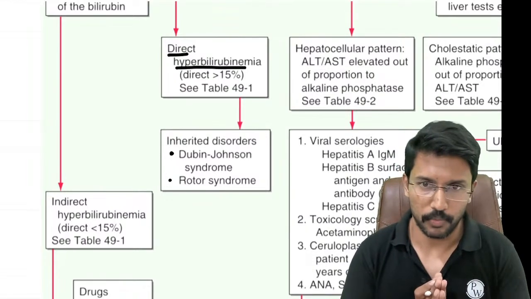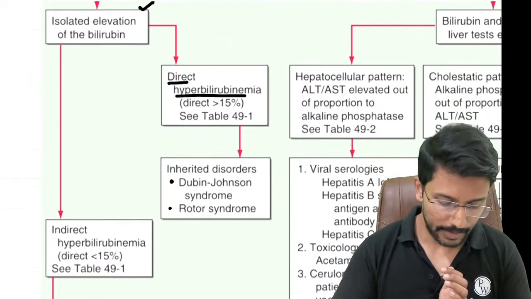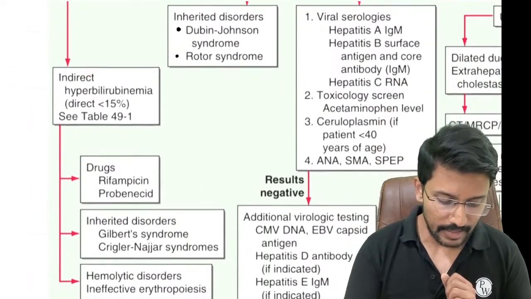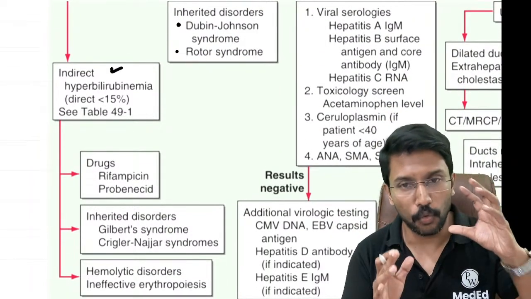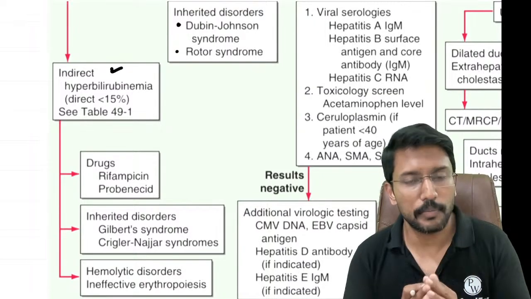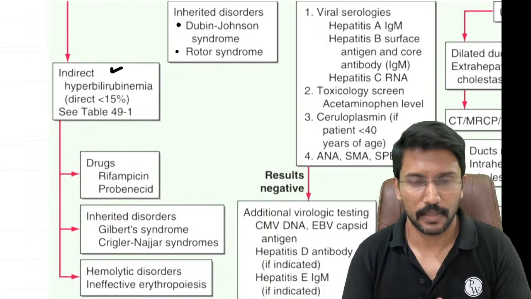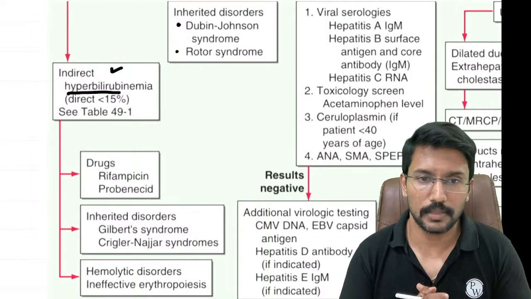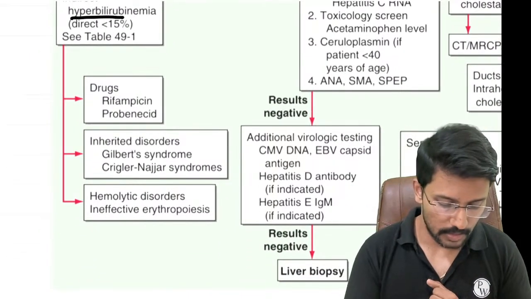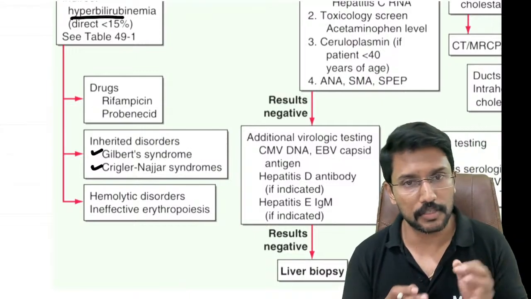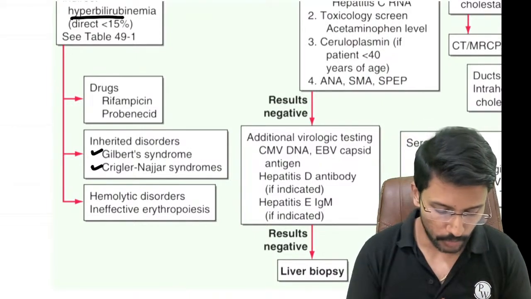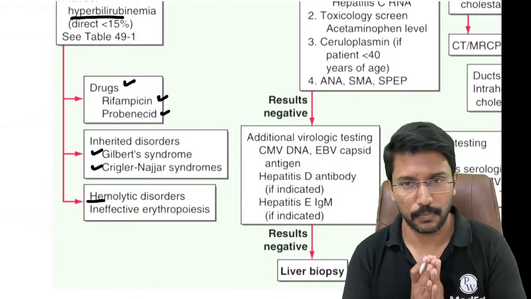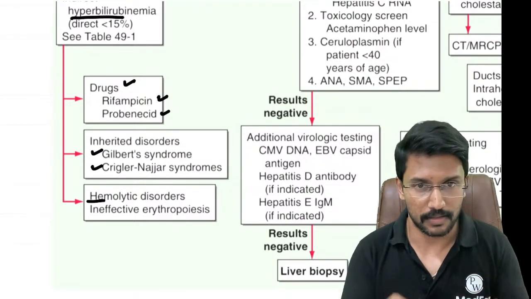Inherited hyperbilirubinemias. And if I have isolated bilirubin elevation, and it is indirect hyperbilirubinemia, means whatever is the total bilirubin, out of that direct bilirubin is less than 15%, then it is called indirect hyperbilirubinemia. Now what are the differentials for this? It can be inherited disorders like Gilbert syndrome and Crigler-Najjar syndrome. Apart from that, hemolytic disorders and drugs like rifampicin and probenecid. Okay. Now how do I approach further in this case?